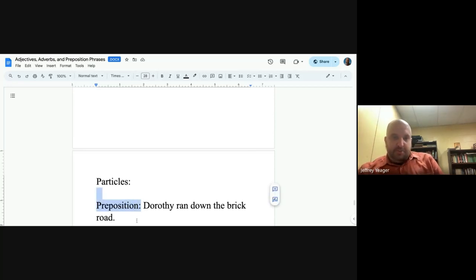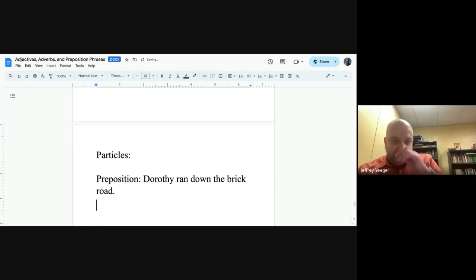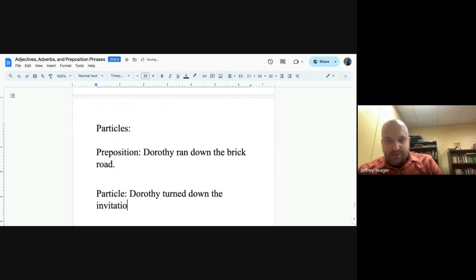So this is a case where that preposition needs an object. Right? If it's a preposition, it does. Here's a case where it's a particle. Dorothy turned down the invitation.